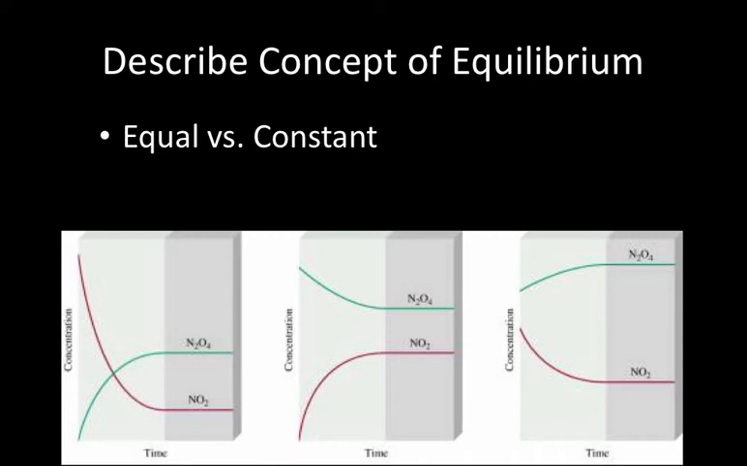Remember to make sure you can tell the difference between equal and constant. When you have a system at equilibrium, the rates of the forward and the reverse reactions are equal and the concentrations remain constant. You can see these are three different equilibrium systems, and when they reach the point where both of them have leveled out and they're no longer changing concentration, that is where you have reached equilibrium. At that point, the rate of the forward reaction and the reverse reaction are equal. So again, the rates are equal at equilibrium, the concentrations are constant.